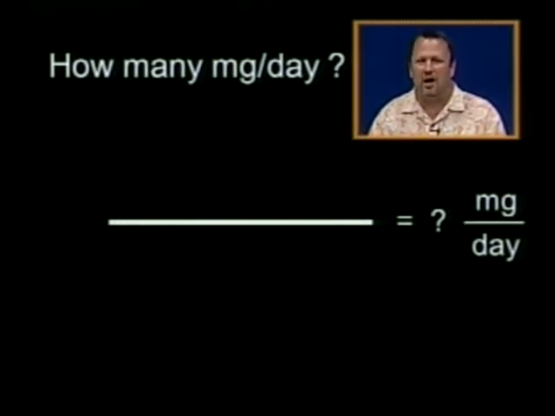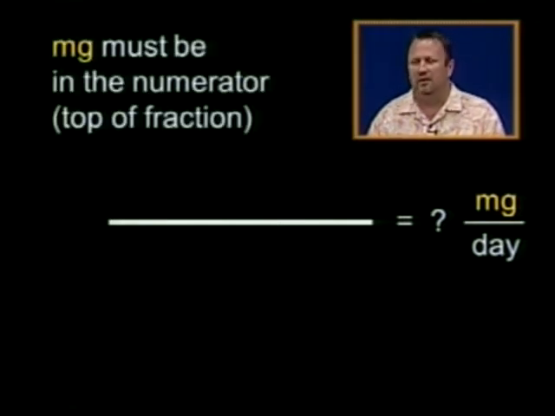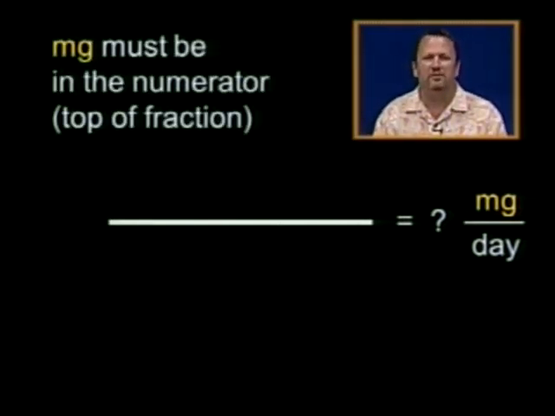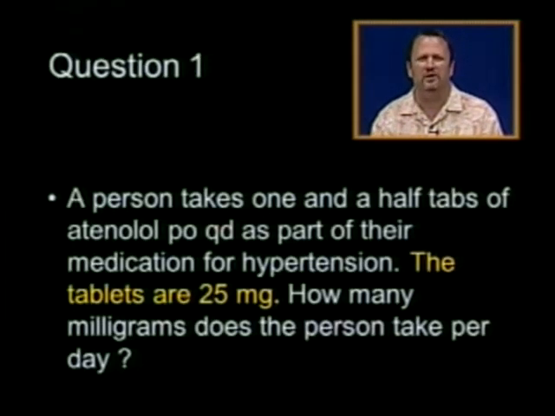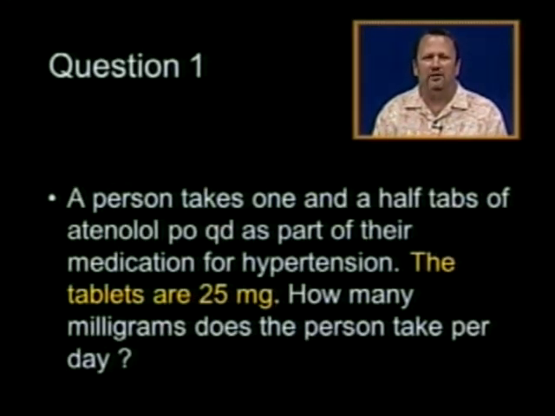Notice milligrams is on top and some kind of time is on the bottom. So because milligrams is on top, milligrams must be in the numerator. The top of the fraction is the numerator. Milligrams must be in the numerator when we set this equation up. So how are we going to do that? The tablets are 25 milligrams. That's what's written in this question.